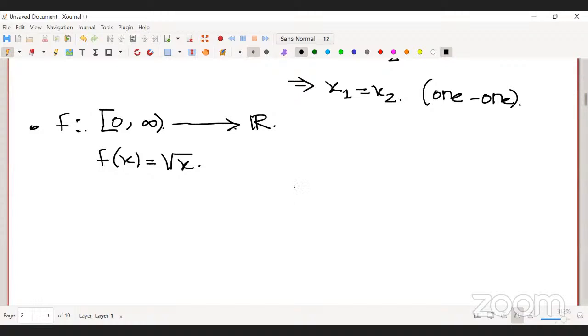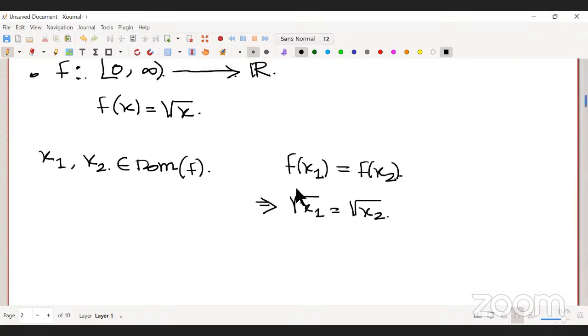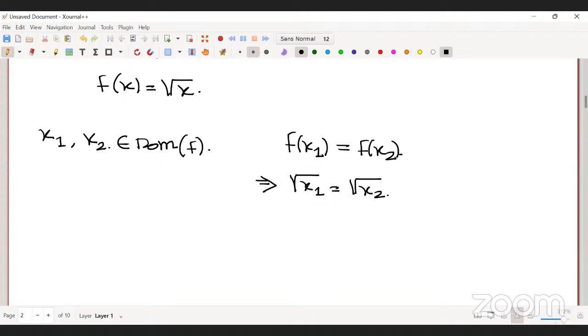Okay, so let's say I'm taking two elements, x1 and x2, in the domain of the function. Suppose the images of these two elements are the same. That means the square root of x1 and x2 are the same. Here the square root is always positive, right? Yes, sir. So I can't have a negative square root.